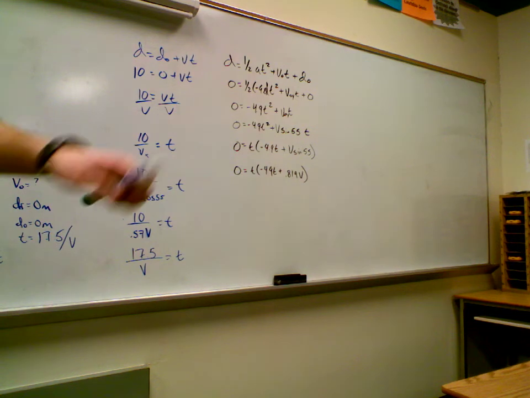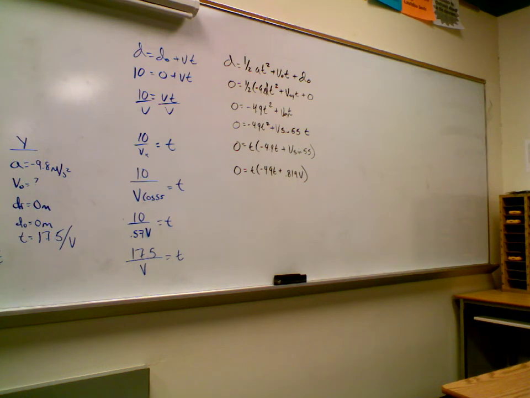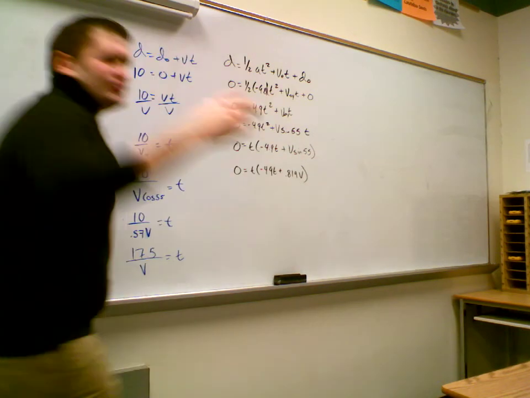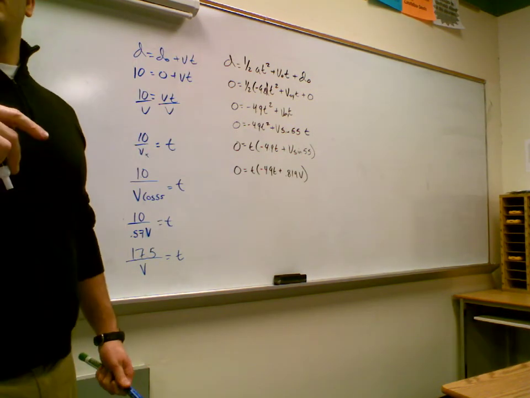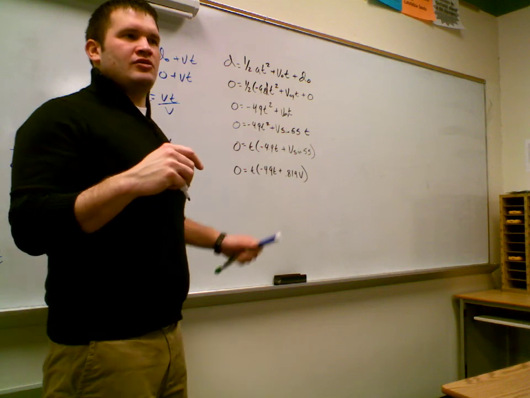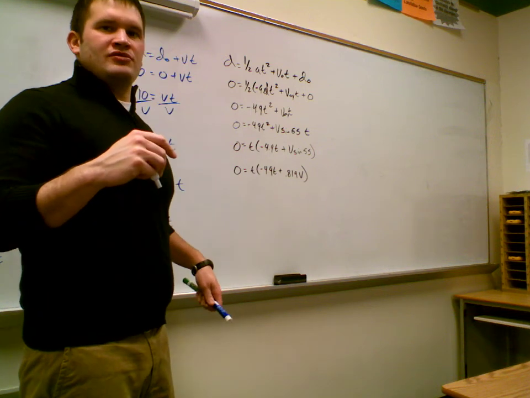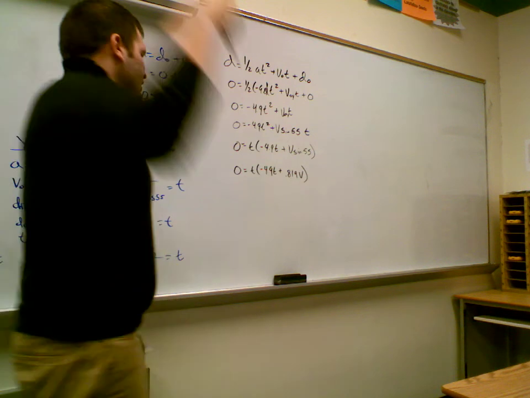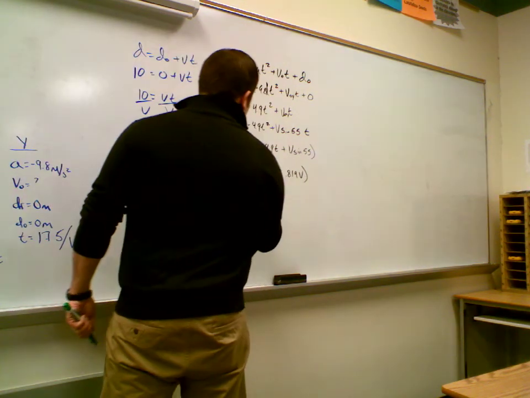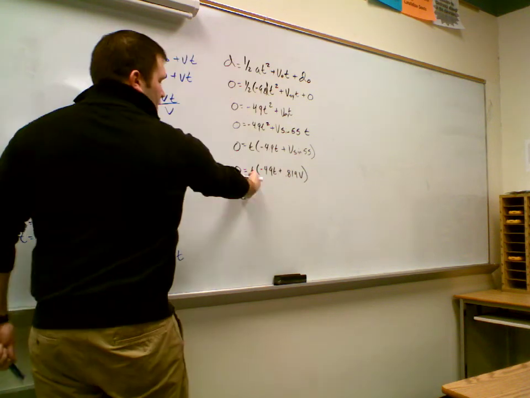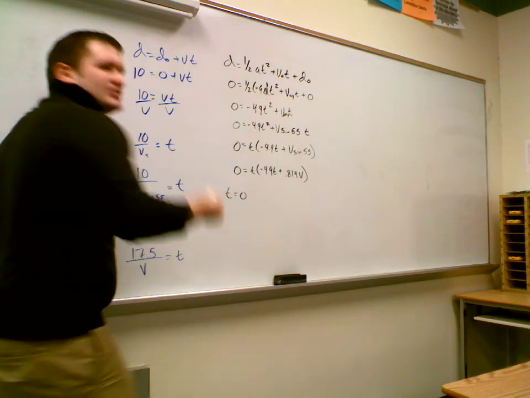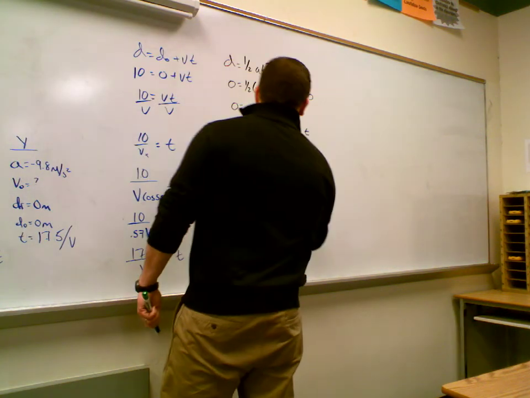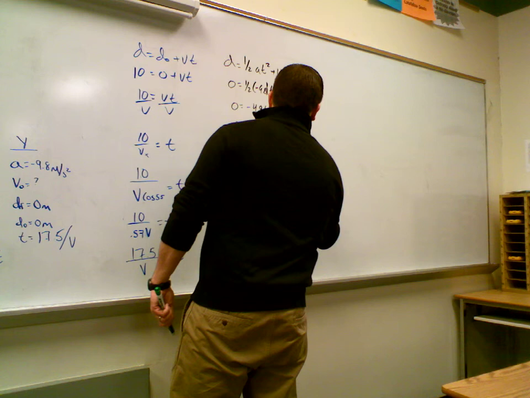Now we know this expression equals 0 at 2 different times, right? What's one time this expression equals 0? When t is 0. Set my first factor equals 0. That's one solution. The other solution to this expression occurs when this equals 0.